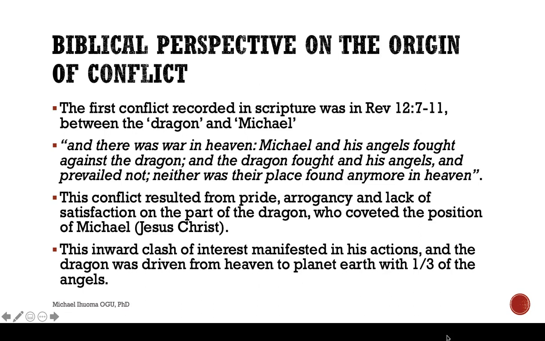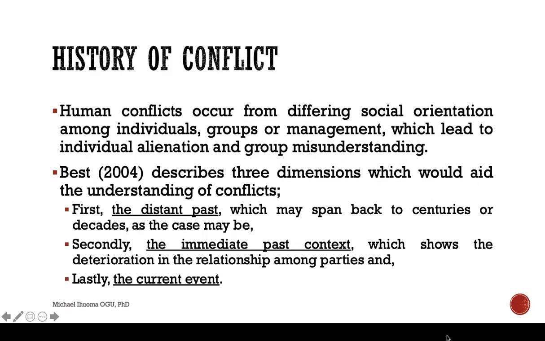One can argue that conflict began, or this story, this passage, lays a good foundation for the origin of conflict. And one of the questions that continue to bother so many people is where did this pride come from? It says pride, arrogance, lack of contentment were some of the emotions that the dragon had. So the question is, where did these emotions come from? How did these emotions get into the mind of Lucifer, into the psychology of Lucifer or the dragon? And all of those questions remain unanswered.